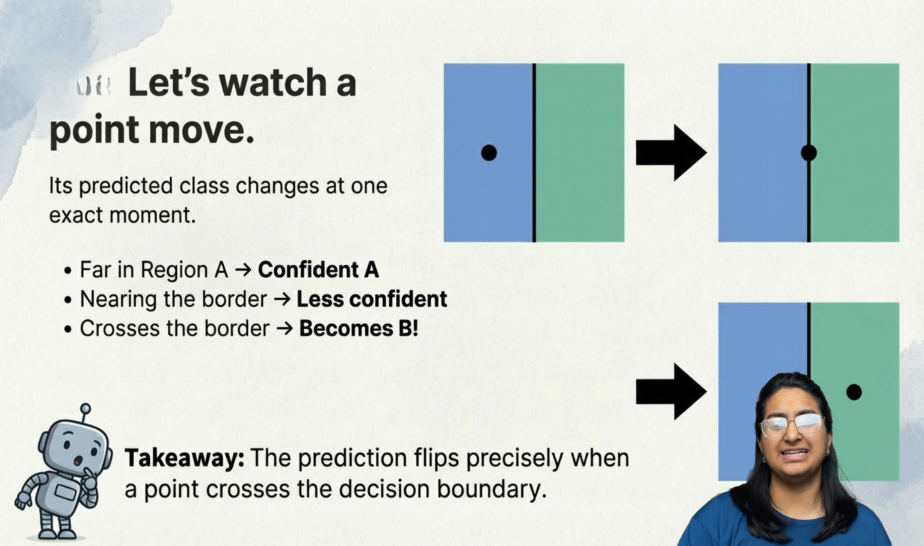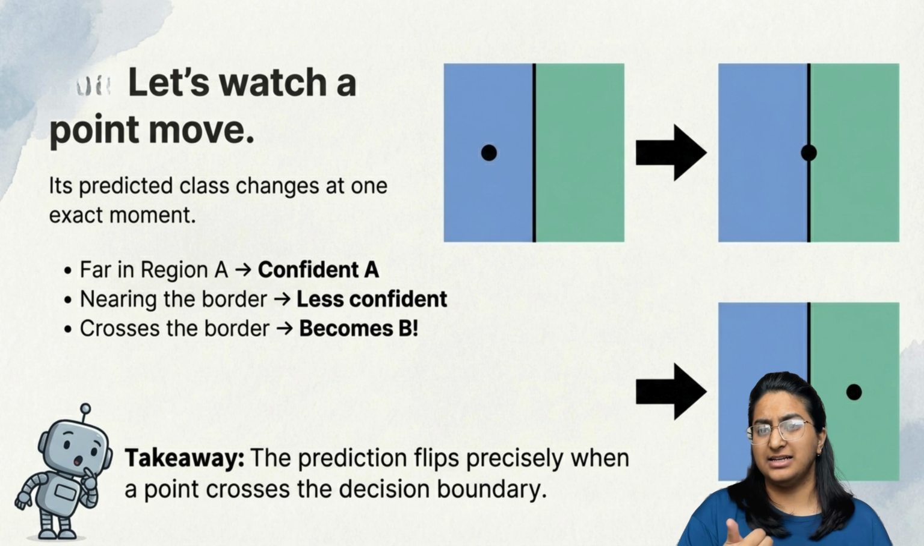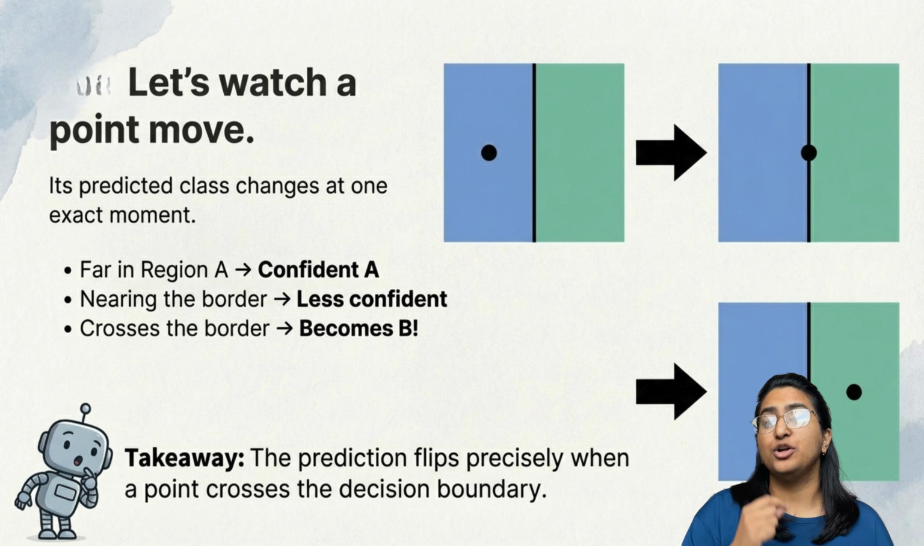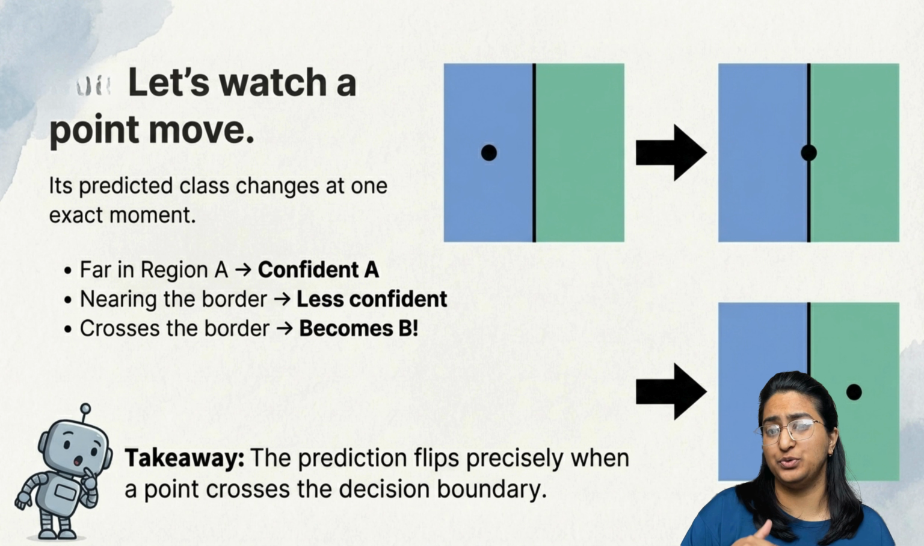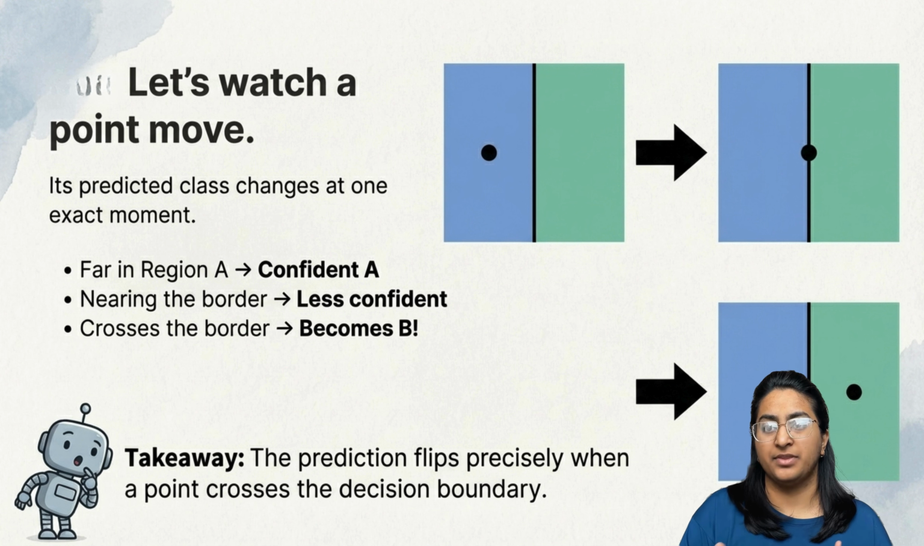Now watch this point as it moves. Far inside region A, the model confidently says A. As it comes closer to the boundary, confidence reduces and prediction flips. At one exact point, the moment it crosses the decision boundary. So the class change is not random. It happens exactly at the border.